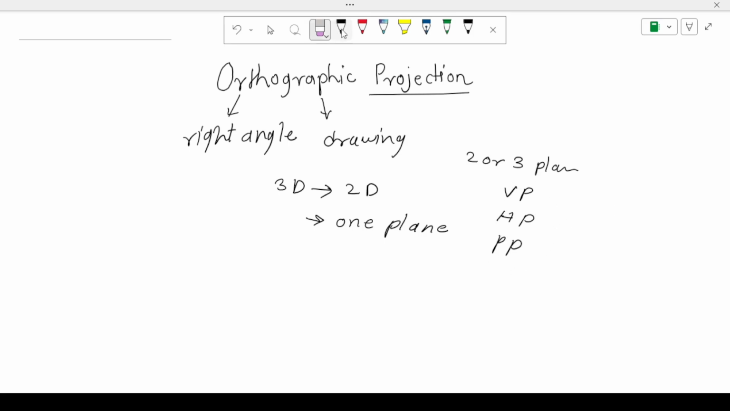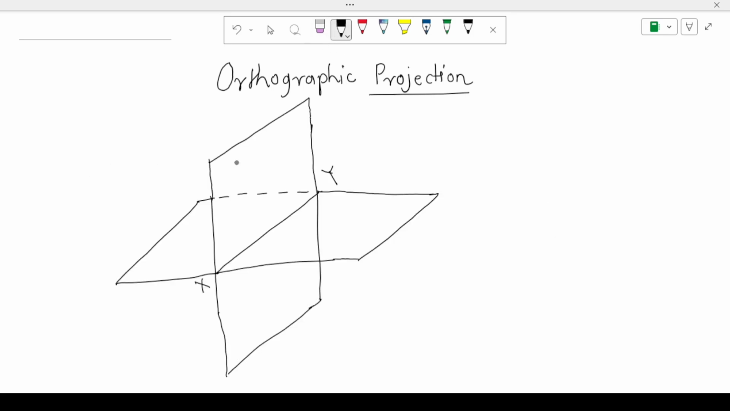Okay. So in orthographic projection, there are two types of projection. First is the first angle projection method, and second is the third angle projection method. Okay, so in the exam, the question may ask that draw the orthographic projection by first angle projection method or by third angle projection method. So all these concepts, what is first angle projection, what is third angle projection, these planes, vertical plane, horizontal plane, profile plane, you will easily understand by the system of orthographic projection. Okay, so let's start.